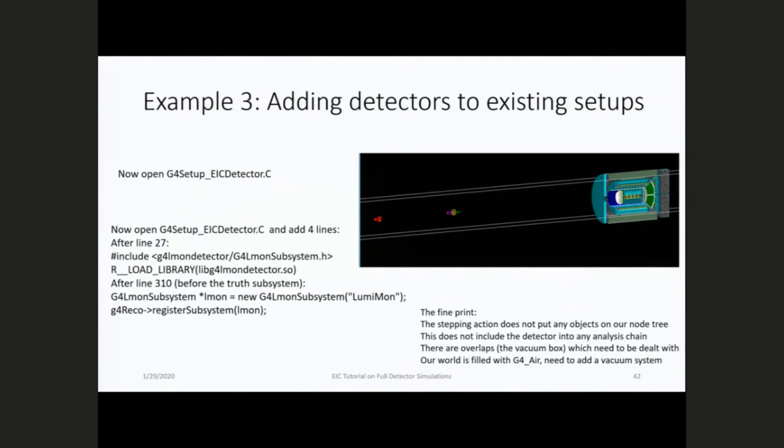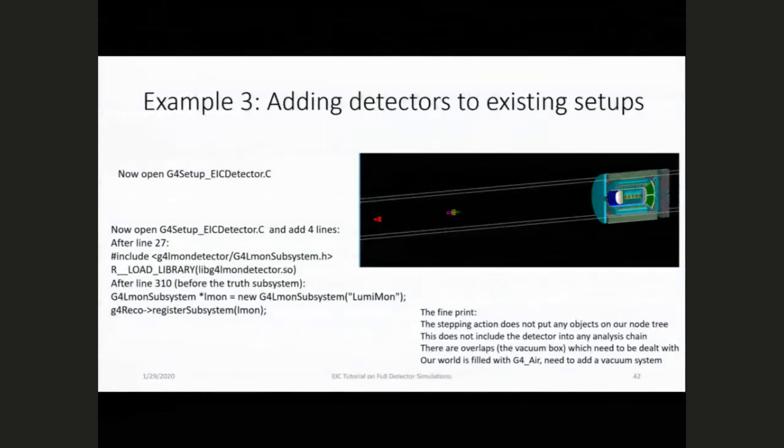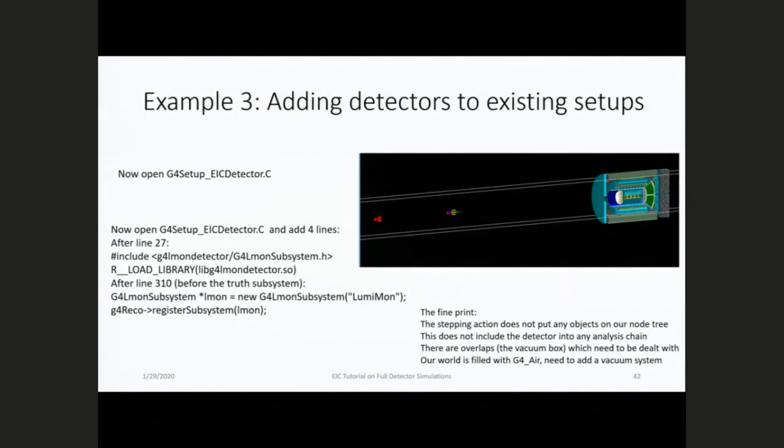Root 6 has to find the include file. So you have to load the library, preload it. This is the Root 6 way to do that. And then towards the end of the macro, at line 310, before the truth subsystem, which is the last one being registered with G4Rico, you basically add these 2 lines, and then you get this.